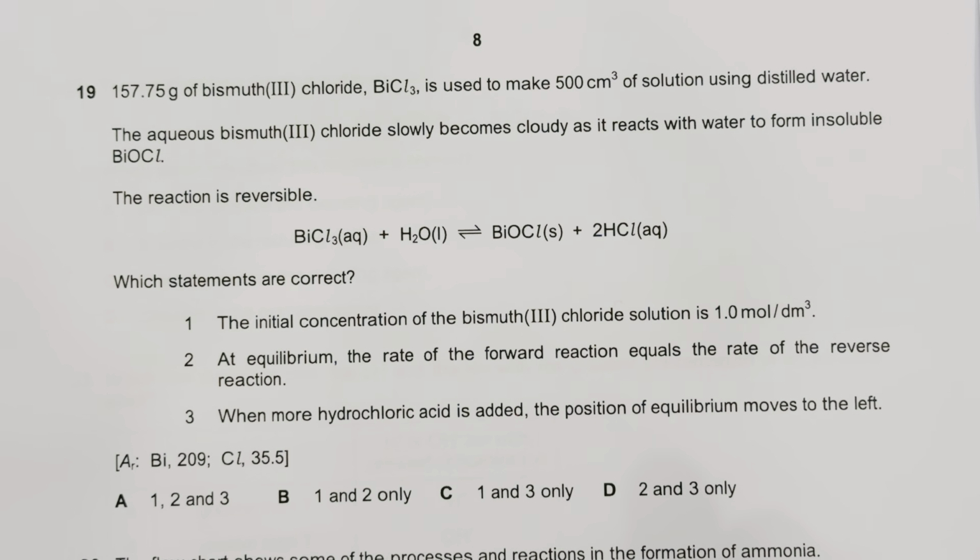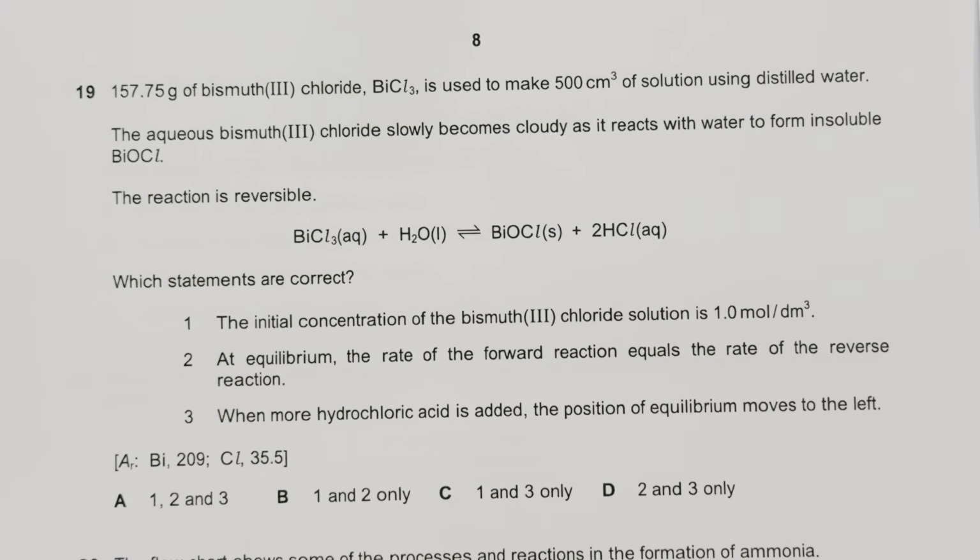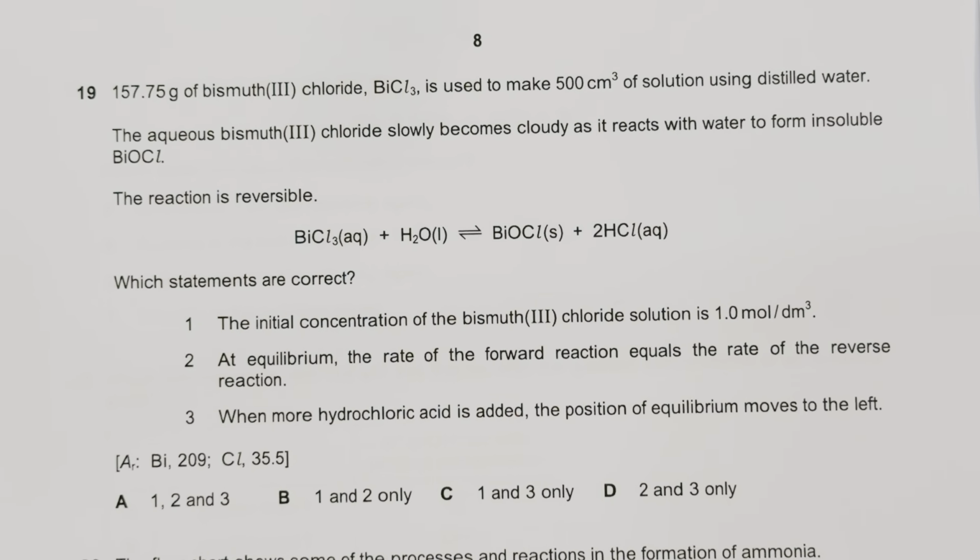19 is that 157.7 gram of bismuth chloride is used to make 500 centimeter cube of solution using distilled water. The aqueous bismuth chloride slowly becomes cloudy as it reacts with water to form insoluble bismuth oxychloride. The reaction is reversible. BiCl3 plus H2O in equilibrium with BiOCl plus 2HCl. Which statements are correct? Okay, the initial concentration of the bismuth chloride is 1 mole per dm cube.